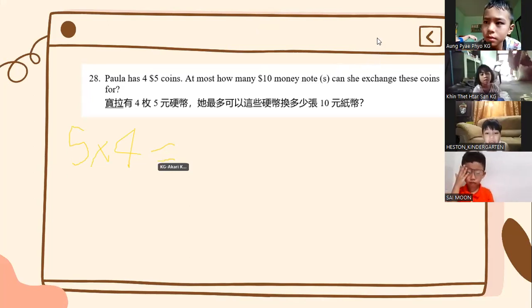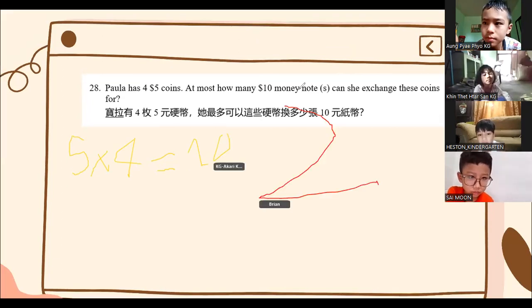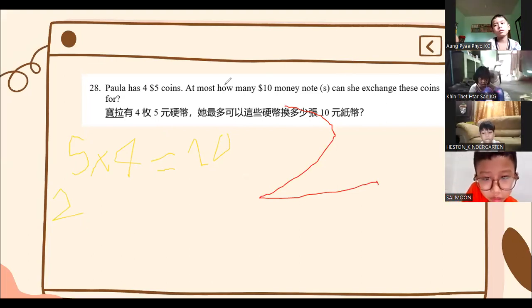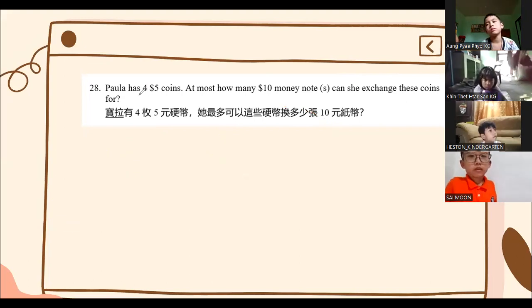Five times 20. Okay. Very good. It is 20. Yes. Okay. Actually correct. It's 20 because you have four coins, imagine this is your coin.